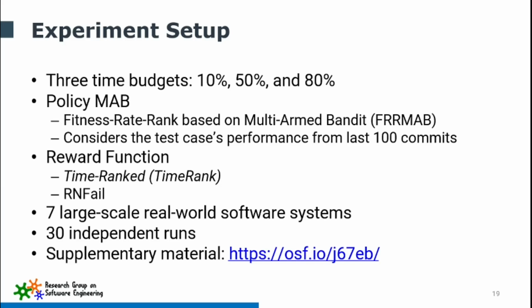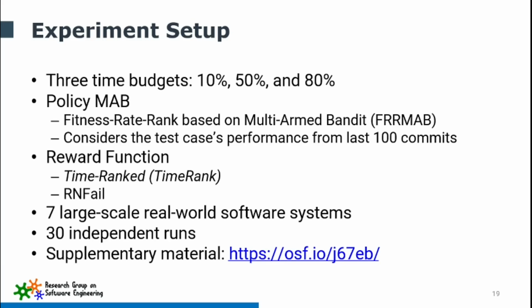For COLEMAN, we used the Fitness-Rate-Rank based Multi-Armed Bandit FRR policy that provides a sliding window to observe the historical test data, and we observed the last 100 commits. This policy obtained the best performance against other policies in previous work. The rewarding functions used were RNFail and time ranked.